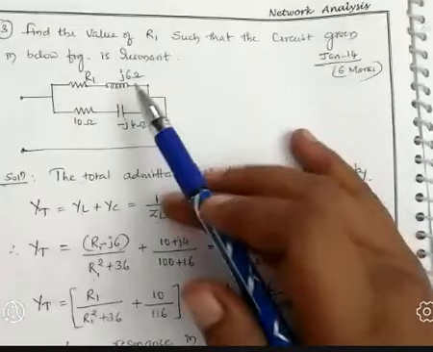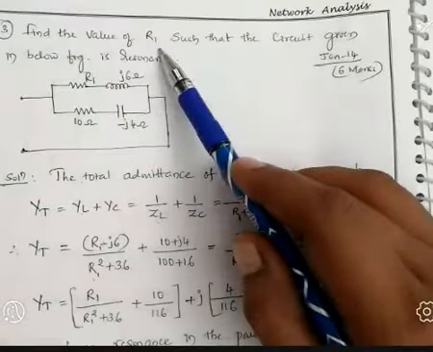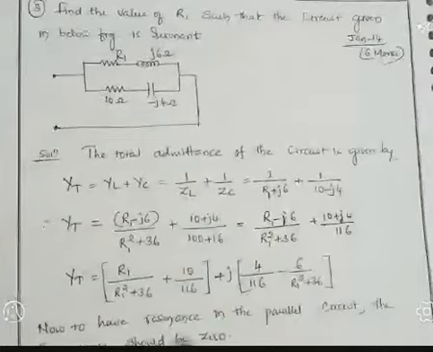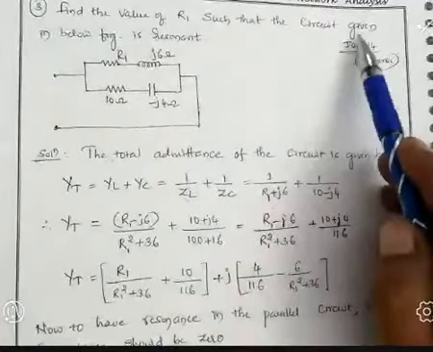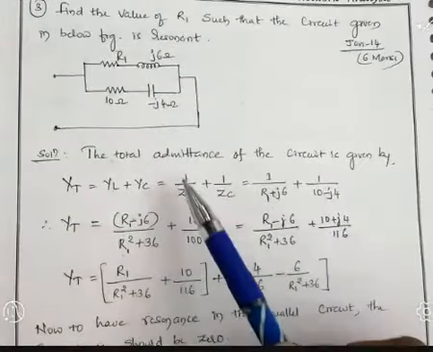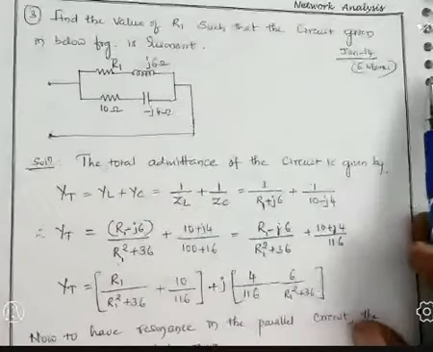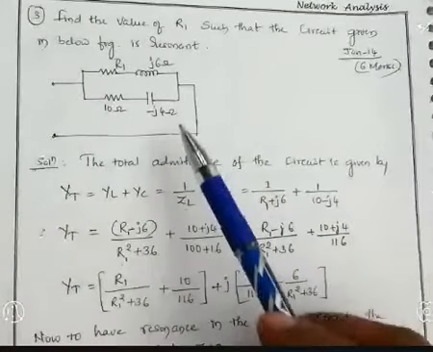Find the value of R1 such that the circuit given in the below figure is resonant. Here one circuit is given. In this circuit, R1 we have to calculate.